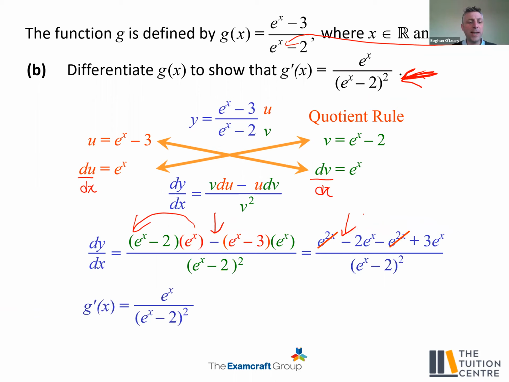So g dash of x, the first derivative of the function g, is going to be e to the power of x all over e to the power of x minus 2, all squared.